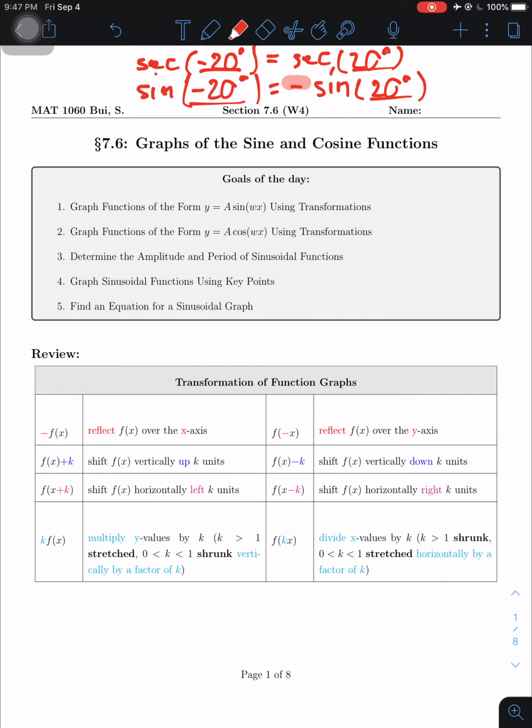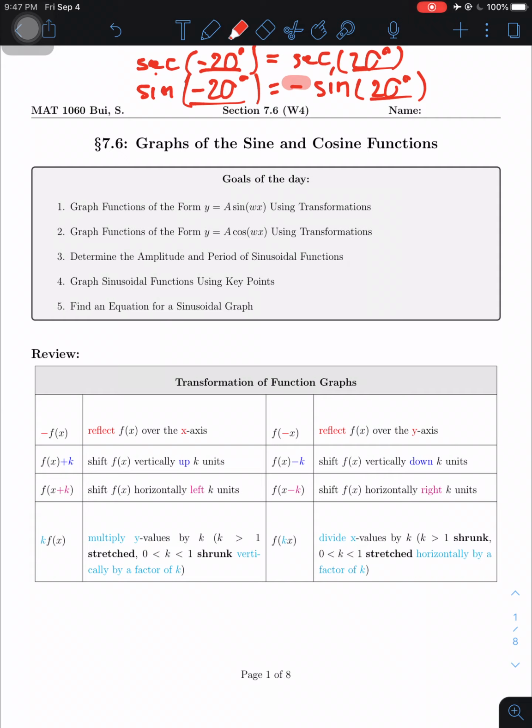In 7.5, I also promised you guys that we're going to talk about the periods of each of the six trig functions. So today, let me show you at least the periods of the sine and cosine functions. Let's talk about 7.6, the graphs of sine and cosine functions.